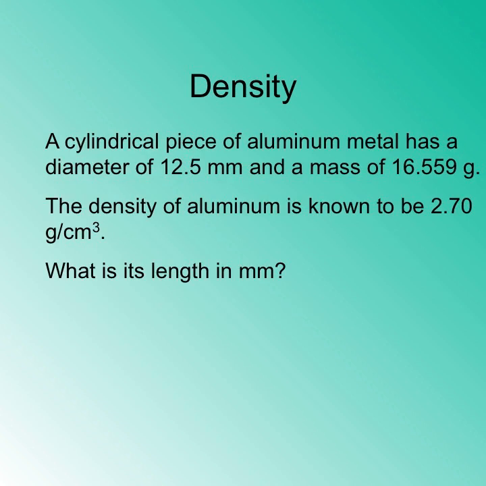On the next problem, where you have a cylindrical piece of aluminum metal with a diameter of 12.5 millimeters and a mass of 16.559 grams, you know its density to be 2.70 grams per centimeter cubed. What is its length in millimeters? Since the density is given to you in grams per centimeter cubed, my suggestion is convert the diameter into centimeters, then work with getting your radius, then end up converting back into millimeters. So you should get as an answer that your length of your cylindrical piece is 50.0 millimeters.